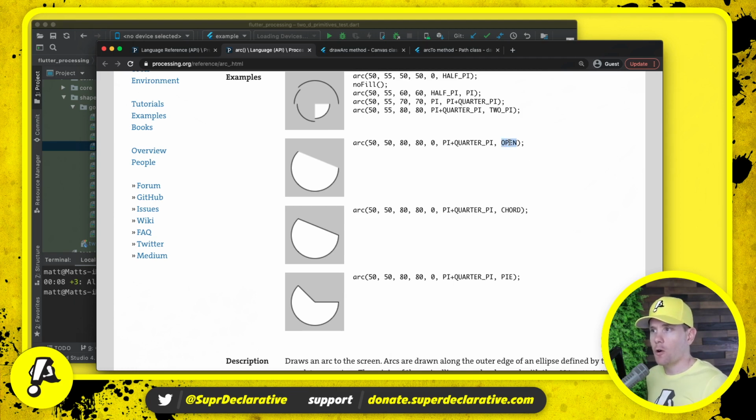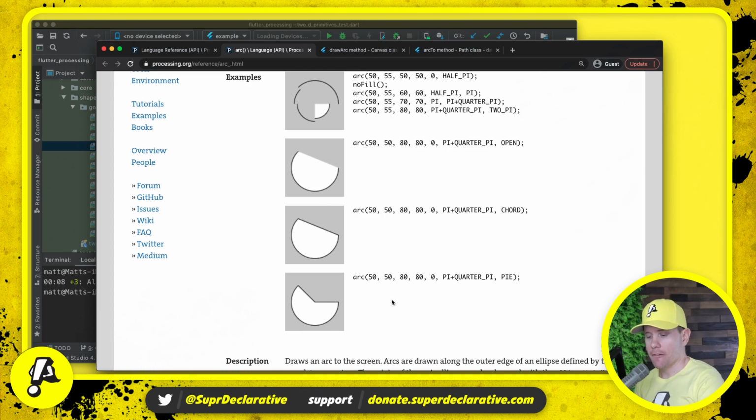The first being open. Open means we still have a fill, but the endpoints of the arc are not connected with a stroke. Then there's chord, which means that the endpoints are connected. I guess maybe that's what they mean by a chord, you connect them with a chord. Otherwise I don't know what that means. And then there's pie, which is a pretty natural term for what we're looking at, which looks like a portion of a pie or a pie chart.